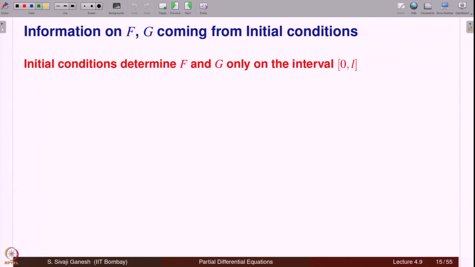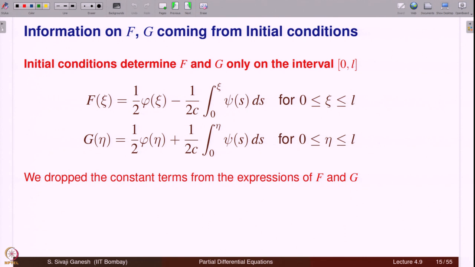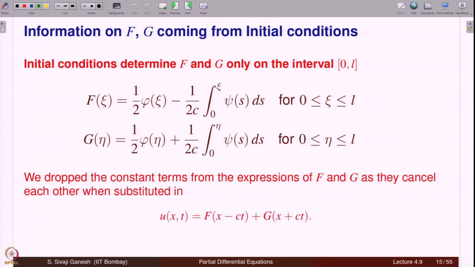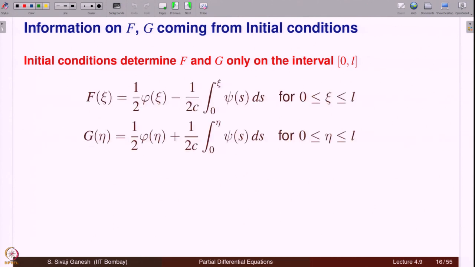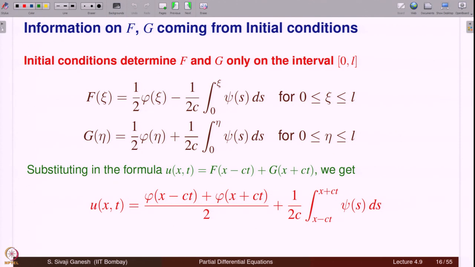Initial conditions determine f and g only on the interval (0, L). F and g are determined only on the intervals for xi in (0, L) and eta in (0, L). And we dropped here the constant terms for the reason that I have explained earlier. So, when we substitute in the formula u(x,t) equal to f of x minus ct plus g of x plus ct, what we get is the D'Alembert solution. Exactly the D'Alembert solution. What is this domain where xi is between 0 and L and eta is between 0 and L? That is exactly the same as all those (x,t) for which x minus ct is between 0 and L and x plus ct is between 0 and L.